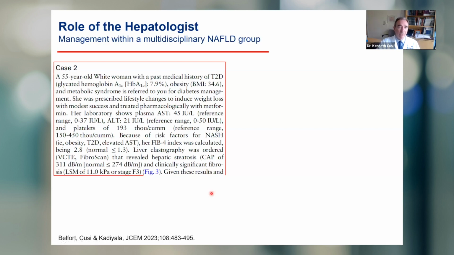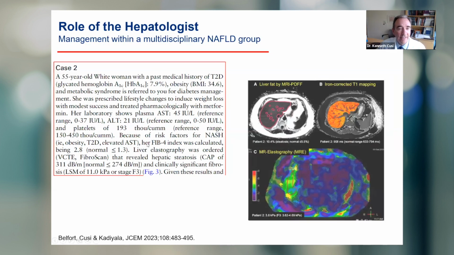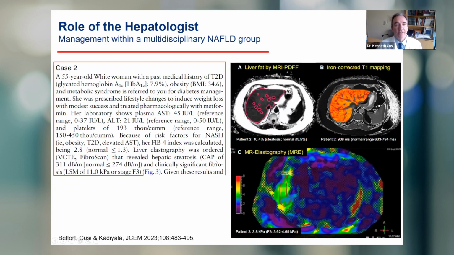Now, here is a case that we published also this year, in which you took a woman, typical patient I see, 55-year-old white woman with uncontrolled diabetes, obesity, elevated AST, and lowish platelets of 193. And again, we did a FIB-4. That FIB-4 shows that's 2.8. And again, we moved through the FibroScan and to an LSM of 11. And then if we do an MR-PDFF, you see that this person had 10% fat, is iron corrected, T1 mapping is elevated at 908, and this person has F3. So this is basically how you put together the package.